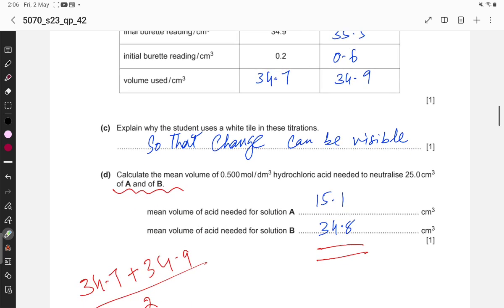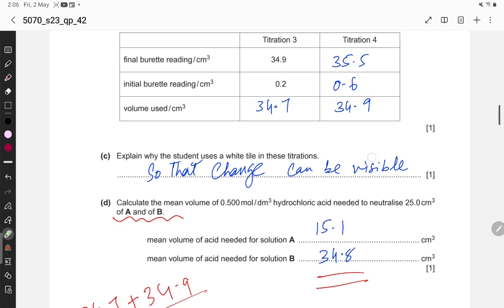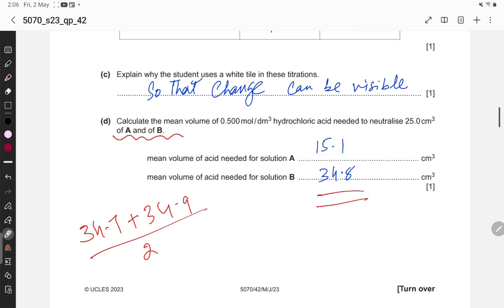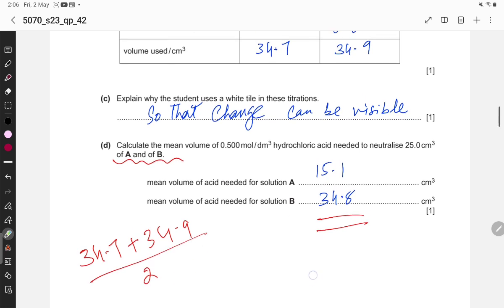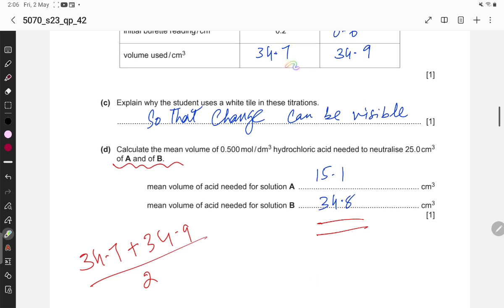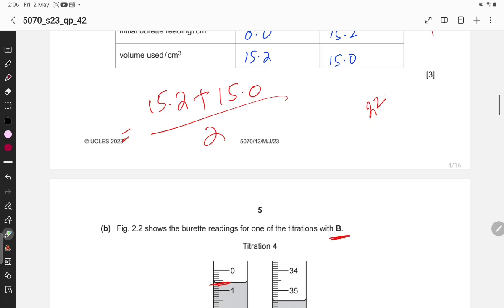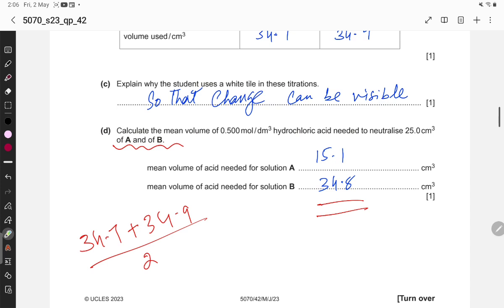This is the mean volume of these two readings, 34.8. By using these two values, 34.7 plus 34.9 divided by 2, that is 34.8. And for solution A we use 15.2 plus 15 divided by 2, and we get the average volume. So this is the mean volume of acid needed for solution A, and this is the mean volume of acid for solution B.